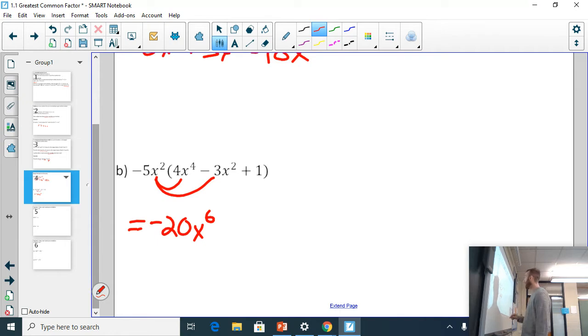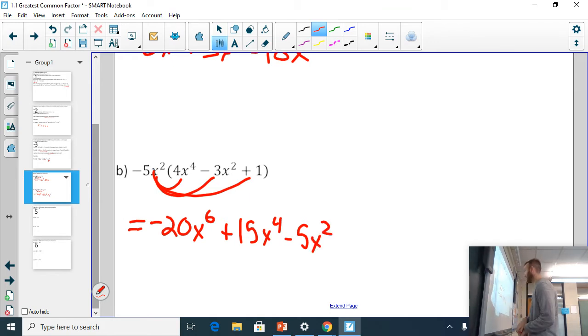Then negative 5x squared times negative 3x squared. Negative times a negative is a positive. 5 times 3 is 15. And x squared times x squared is x to the 4th. And then negative 5x squared times positive 1, we're going to get minus 5x squared, right? That x squared just hangs out front.